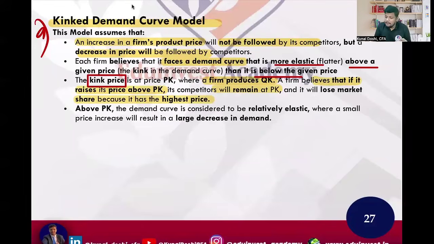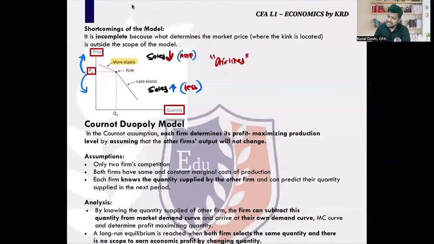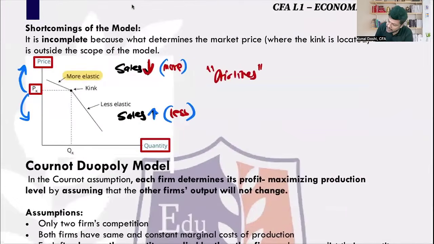So price above the kink point is relatively elastic and below is relatively less elastic. Everyone understood? That point is this point, the kink. Clear? Right? Very common with the airlines industry.